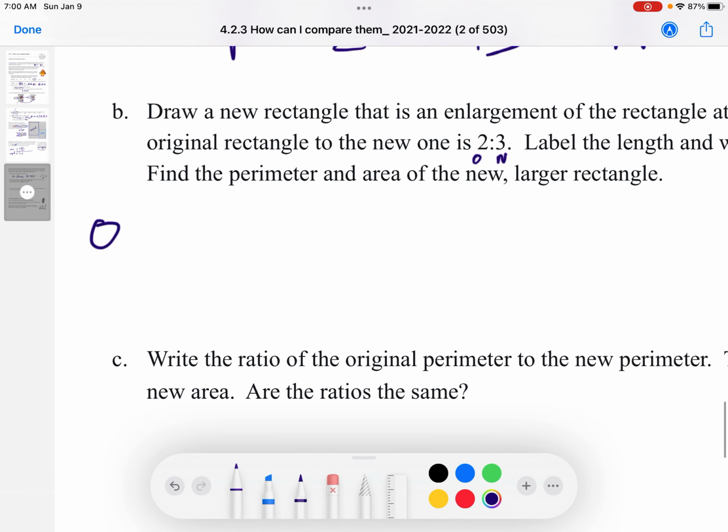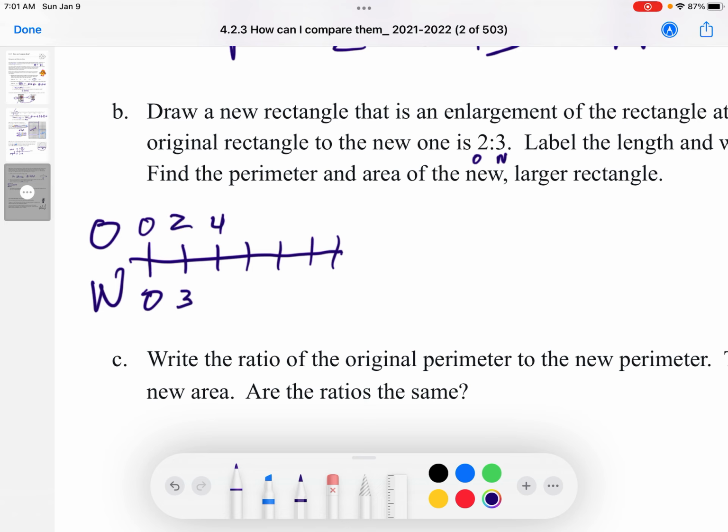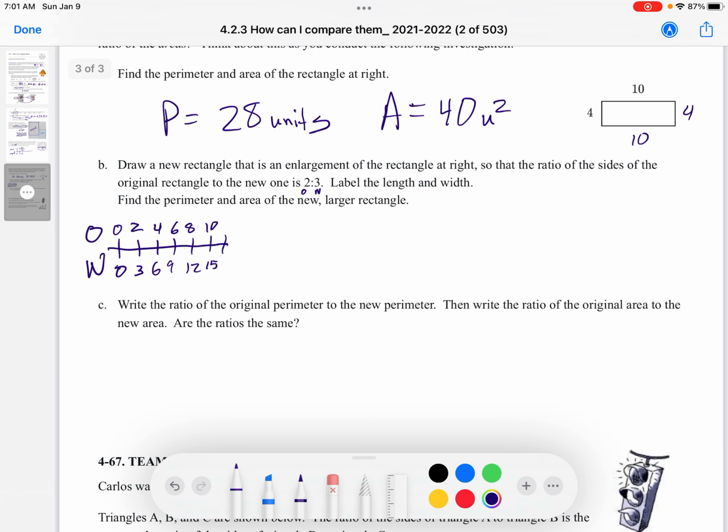So we have original to new, 0 to 0. There are ways for us to go about this differently. 2, 4, 6, 8, and I only really need to go up to 10 because the original goes up to a side length of 10. So I have 3, 6, 9, 12, 15, right? All right, so let's look at our new lengths. If I had a 4, my new length should become 6. And if I had a 10, my new length should be 15.